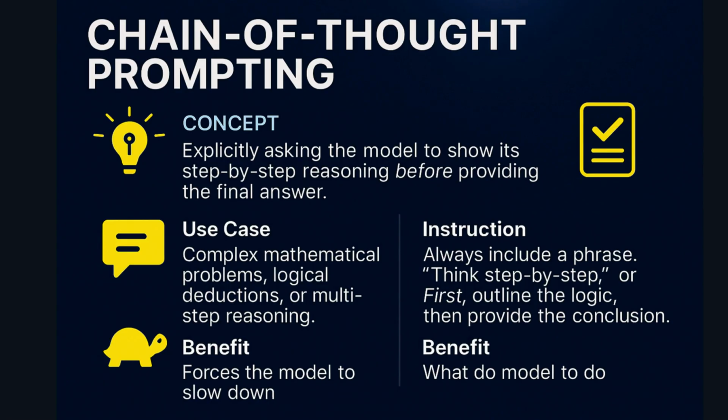The key instruction is a simple phrase such as "think step by step," or "first outline the logic, then provide the conclusion." The resulting benefit is profound. It forces the model to slow down its generation process, allowing it to allocate more computational steps to internal logic, dramatically improving the accuracy and robustness of answers on tasks that require critical thinking.